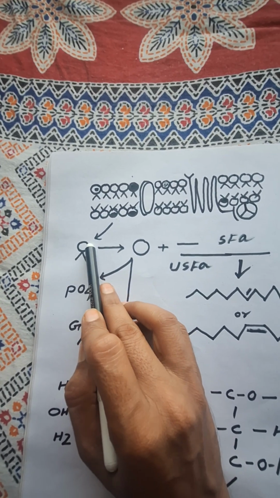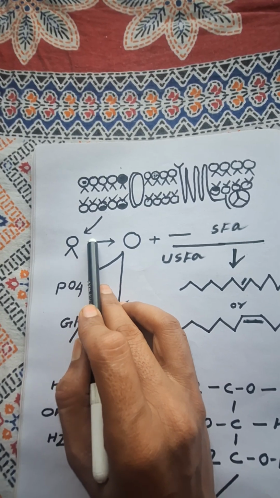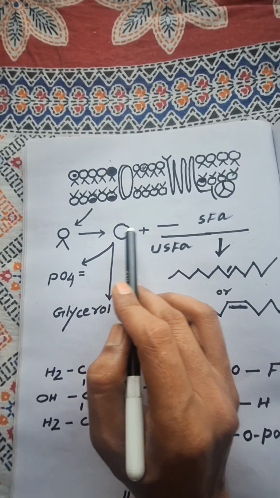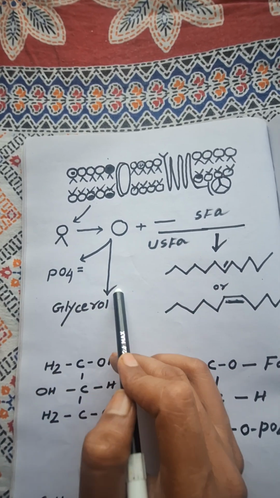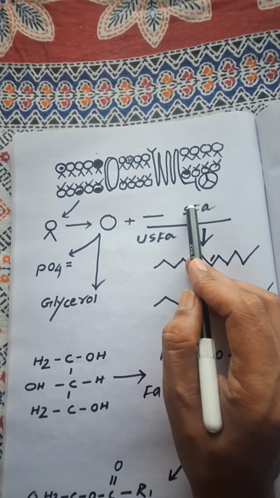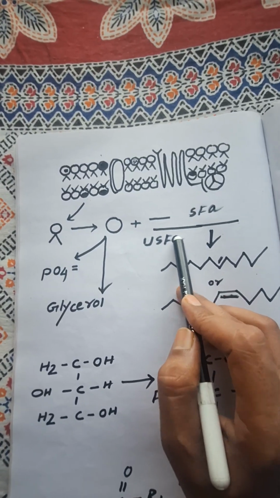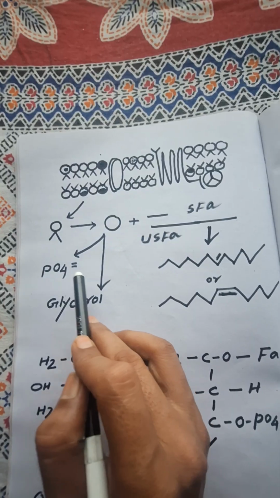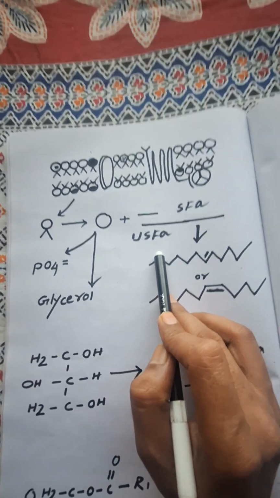So what are the components of phospholipid or glycerophospholipid? Especially, this part consists of a round part plus two sticky parts. This round part consists of phosphate and also glycerol, and the two sticky parts indicate saturated fatty acid and unsaturated fatty acid. So saturated fatty acid, unsaturated fatty acid, glycerol and phosphate interact with each other to make glycerophospholipid.